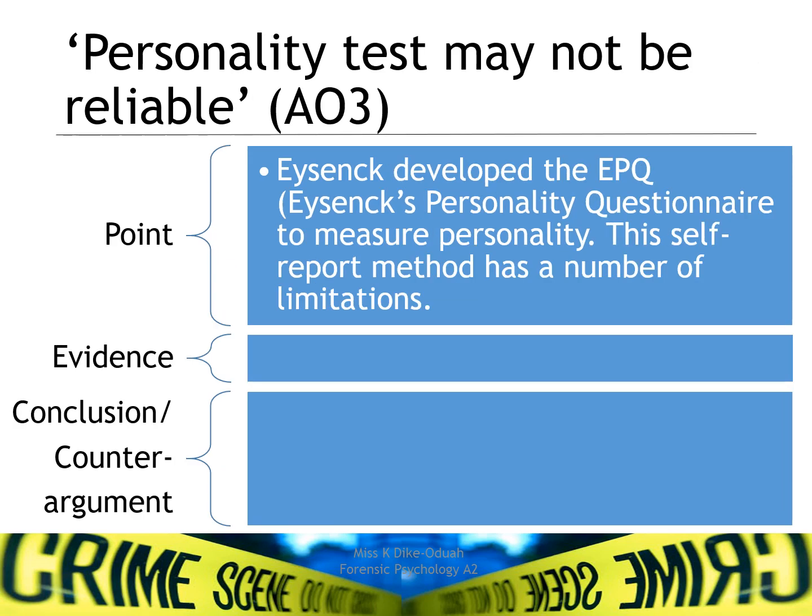Another AO3 point for you to perhaps pause and have a go at writing, but I'm going to talk through it. Personality tests may not be reliable. So the point is, Eysenck developed the Eysenck Personality Questionnaire to measure personality. This self-report method has a number of limitations, including the fact that people lie. People will lie about themselves. That's more to do with social desirability bias and the desire to present ourselves in a positive light.